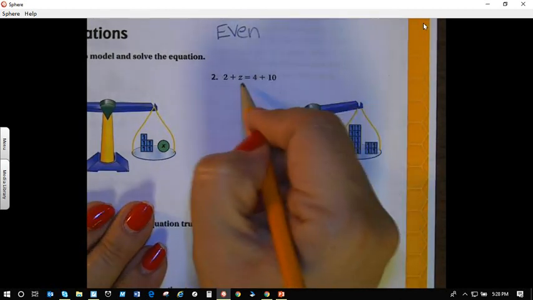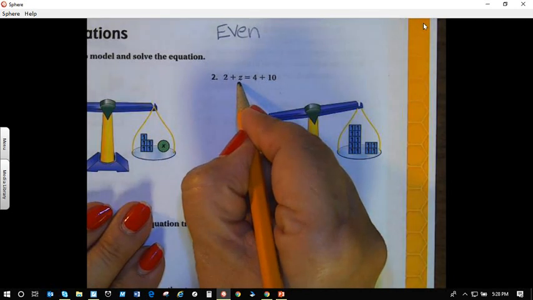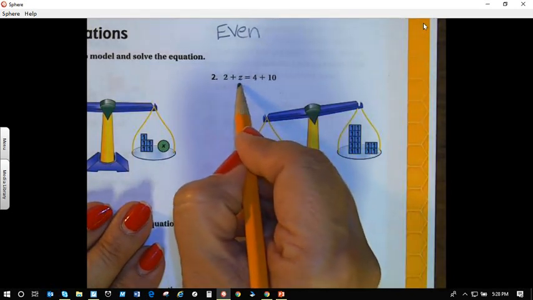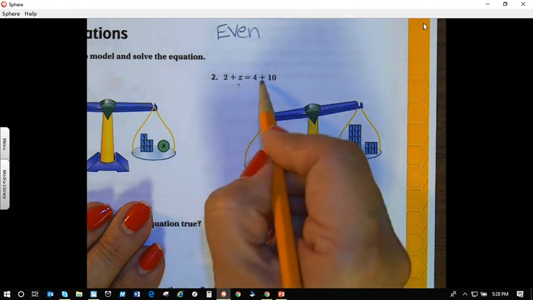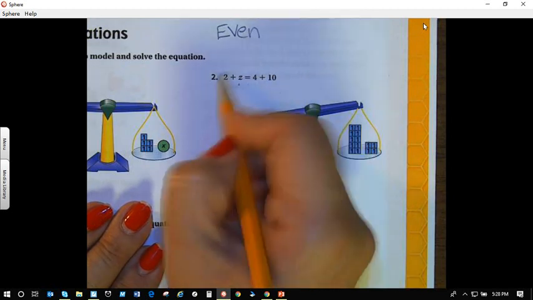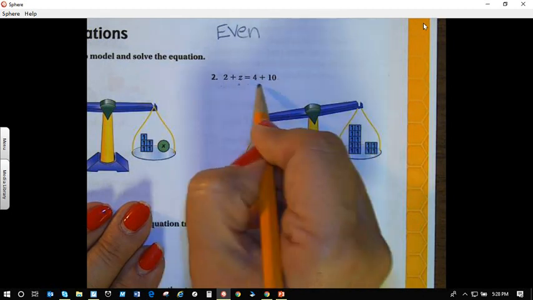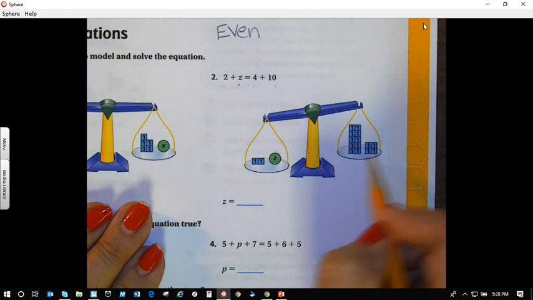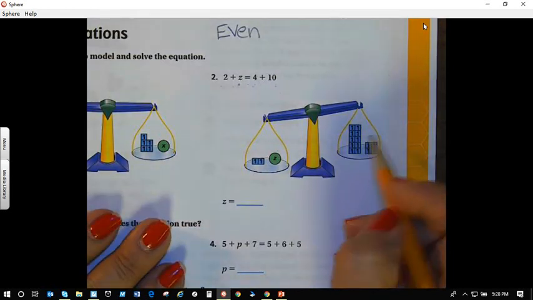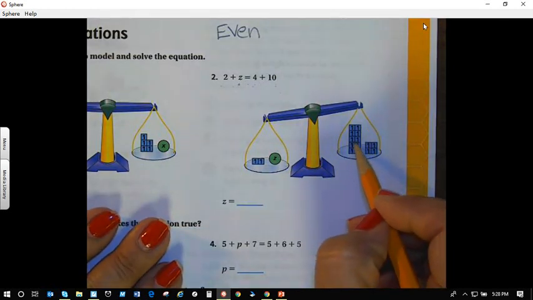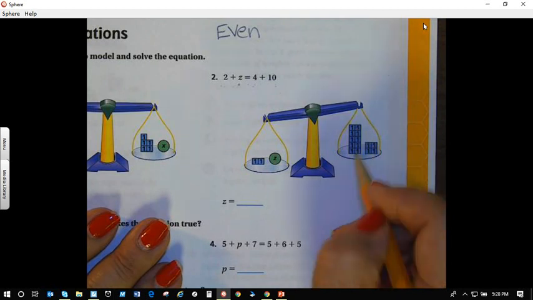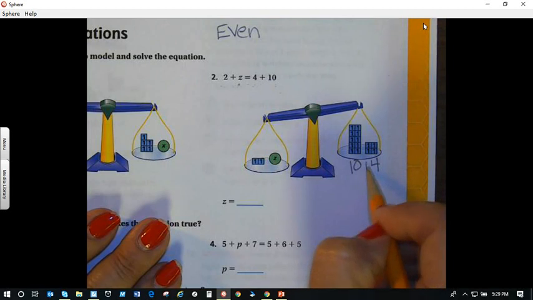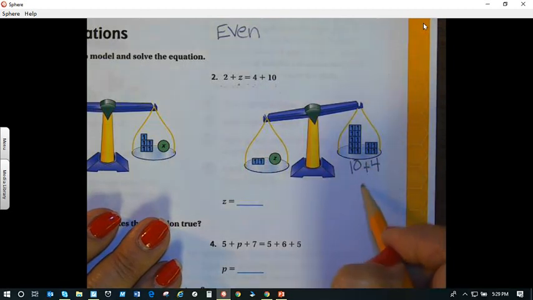We're using z as a variable. That is our missing number. And so I have 2 plus z equals 4 plus 10. I need to make sure that everything on the left side is going to balance what's on the right side. So if I take a look at my balance beam, my pan balance, I know that I have 2, 4, 6, 8, 10. And so this is my 10. And then I have 2, 4. This is showing my work. So I have 10 plus 4 equals 14.